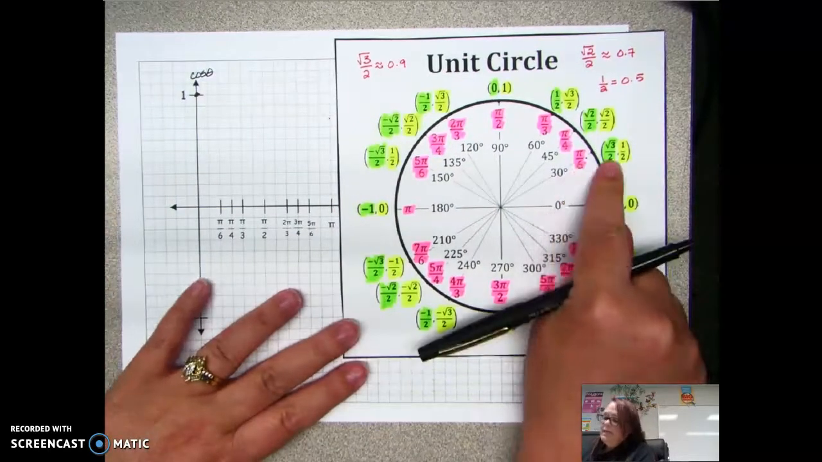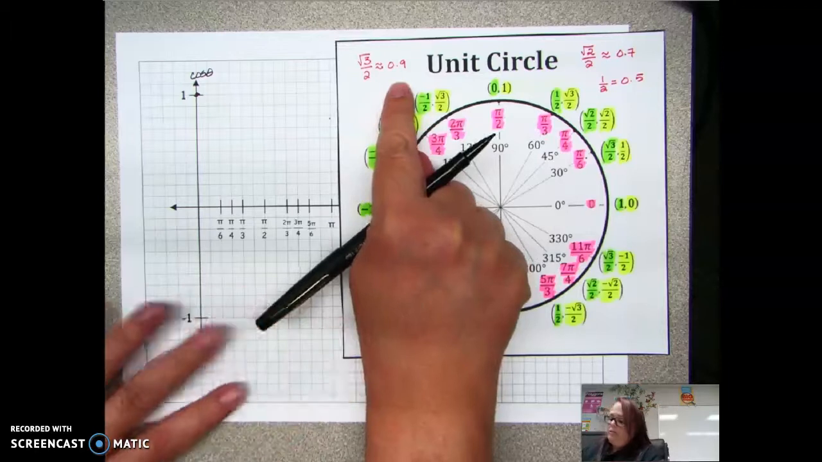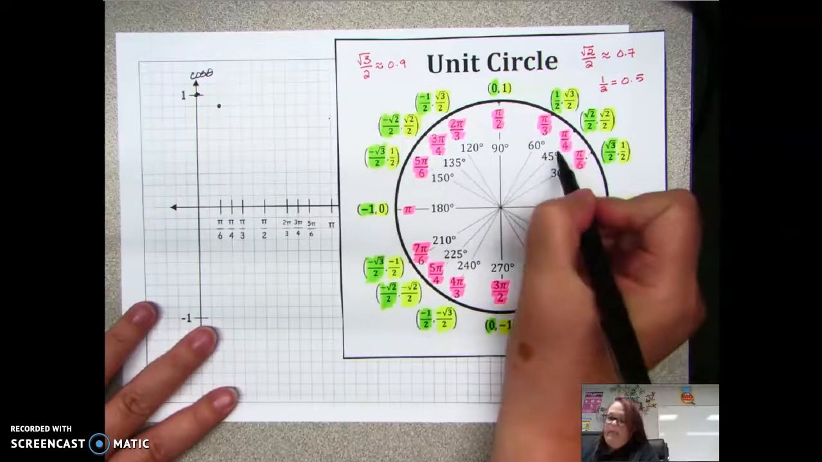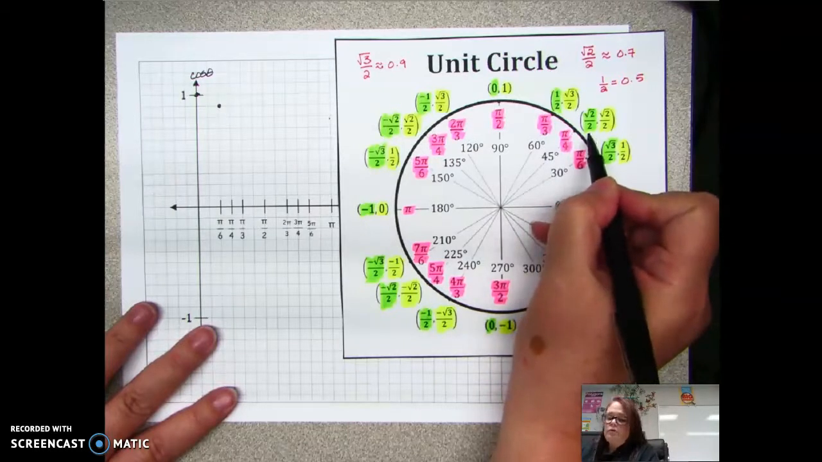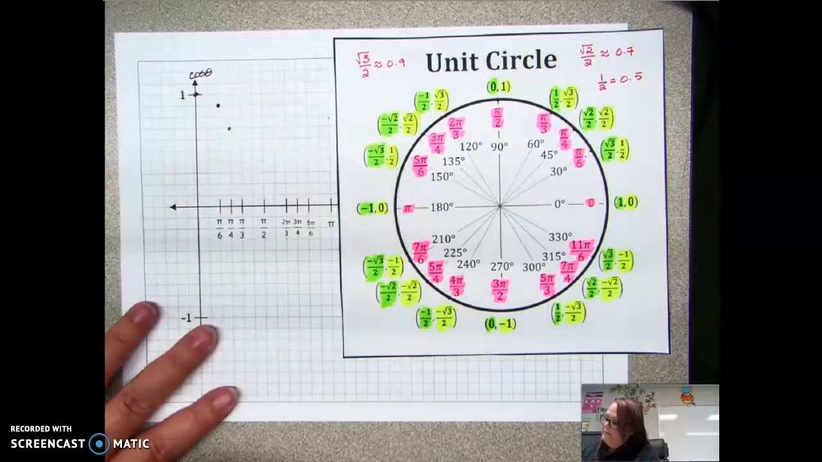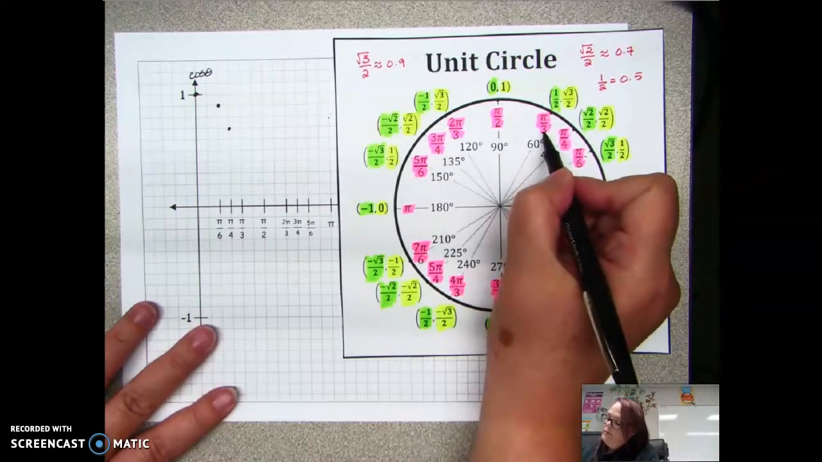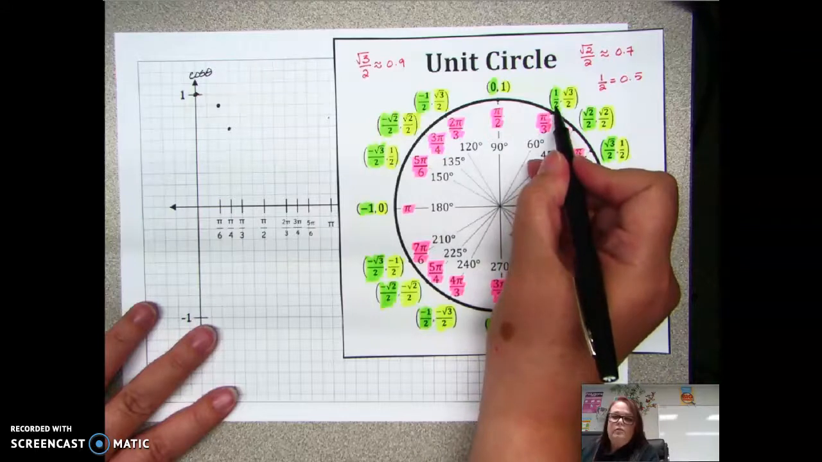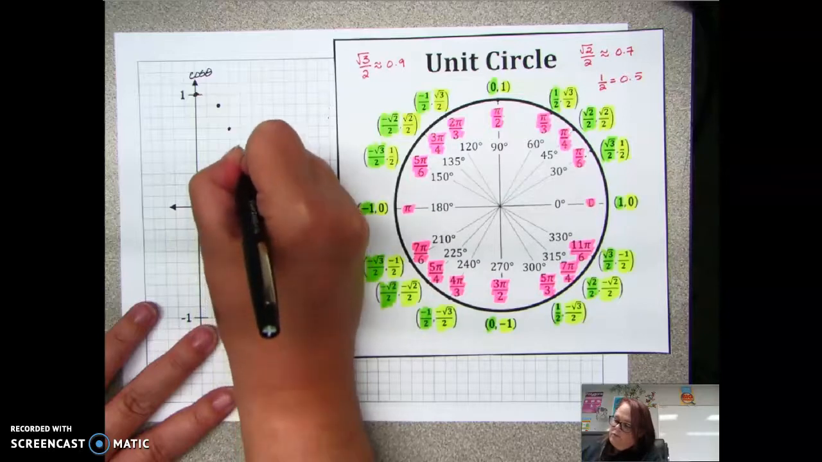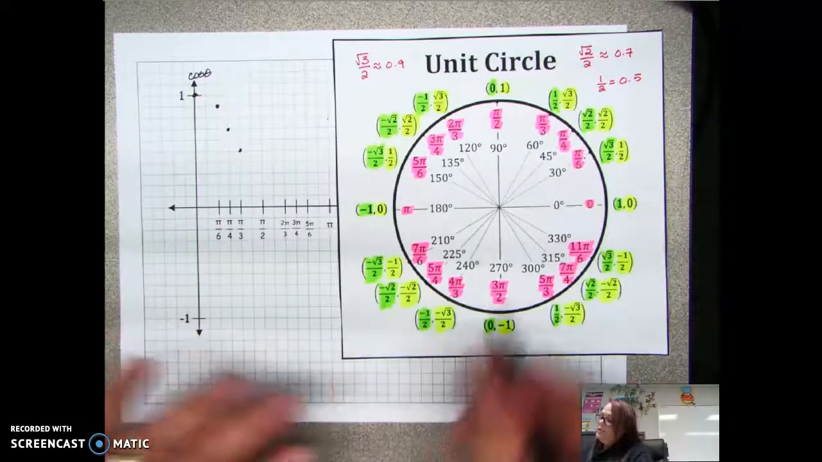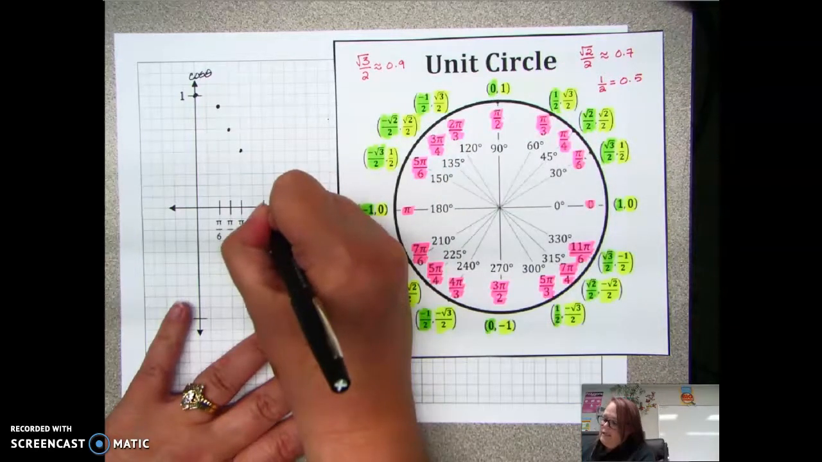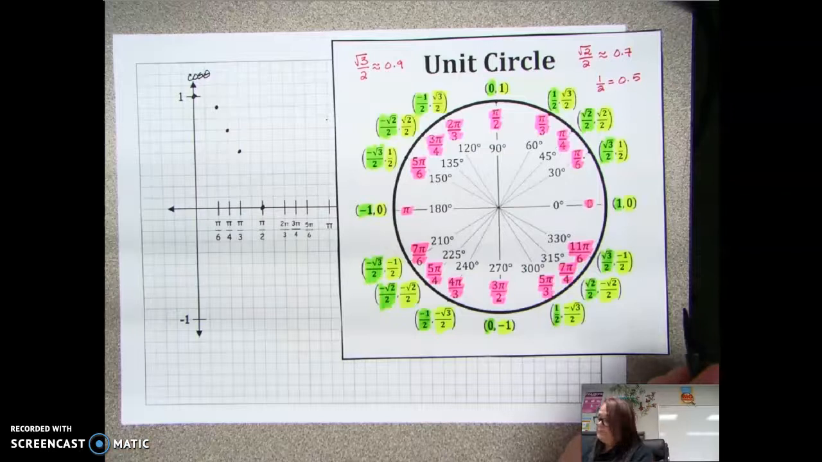Then at pi over 6, I go to root 3 over 2, which is about 0.9. So we go up 0.9. And then at pi over 4, we're at root 2 over 2, which we said was 0.7. So we're going to go up 0.7. And then at pi over 3, we said that my x value on the unit circle is going to be 1/2. And so that's going to be up 0.5. 1, 2, 3, 4, 5. Okay. So then at pi over 2, we are now at 0. Remember, we're just looking at the green part of the graphing.